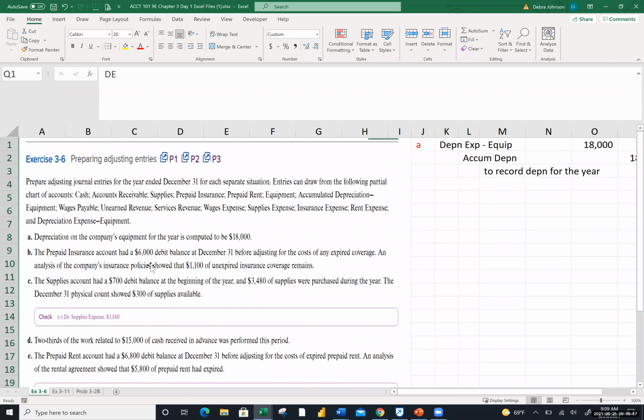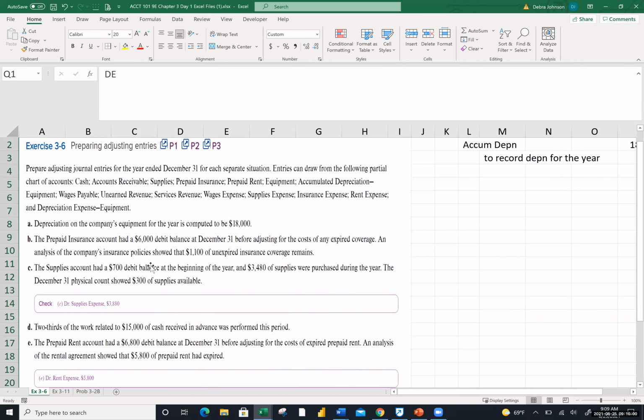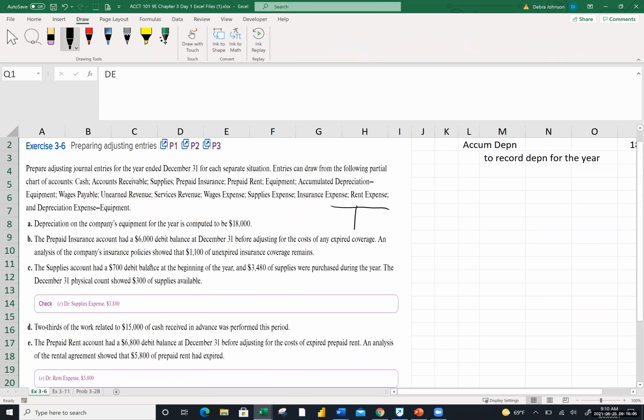Letter B, the prepaid insurance account had a $6,000 debit balance. Now we have to read really carefully. He's going to go back and forth on the wording on these things, so you really need to read it. It says the prepaid insurance account had a $6,000 debit balance on December 31st before adjusting for the cost of any expired coverage. Now, he could have gone one of two ways on this. He could have told you how much had expired, or he could tell you how much is left unexpired in the prepaid. He will go back and forth. So you're really going to have to read.